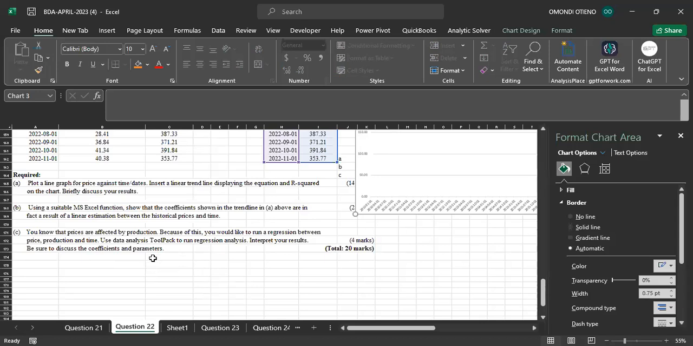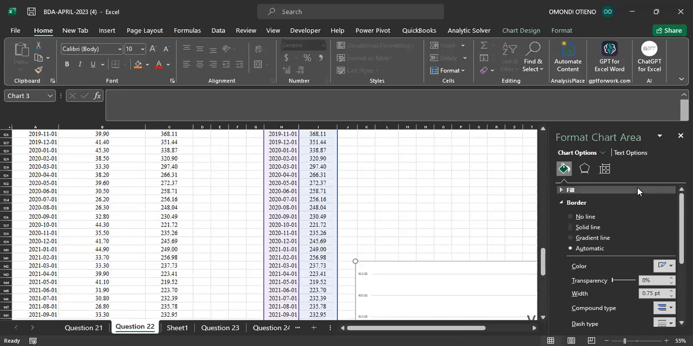Now, we've been able to use what we call R square. Sasa kuna kitu umekosea hapo hivyo, because the figures are actually giving us the same thing. Now, using a suitable Microsoft Excel function, show that the coefficients shown in the trend line in A above are, in fact, the results of the linear estimation between the historical prices and time. So we want to look at price and time.